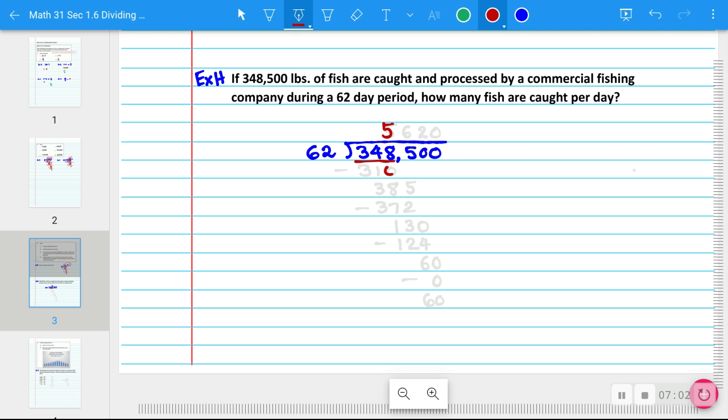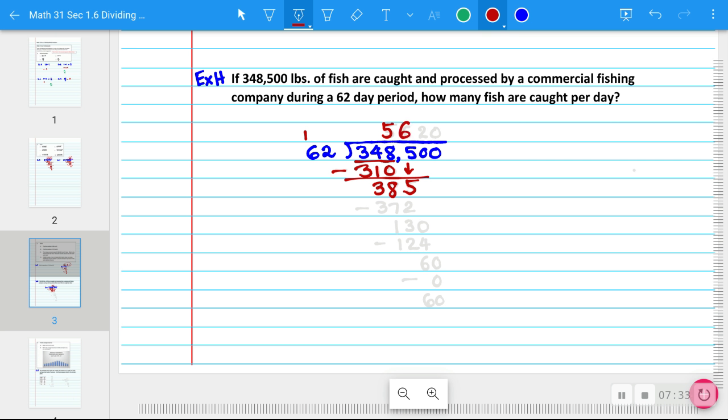5 times 2 is 10. We'll get a carry here. 5 times 6 is 30 with 1 more added. And we'll be subtracting that value from 348 and bringing down the 5 from the next column. Now we're asking how many 62s go into 385. Well, that's related to how many 6s go into 38. And I think we can get 6 out of it.